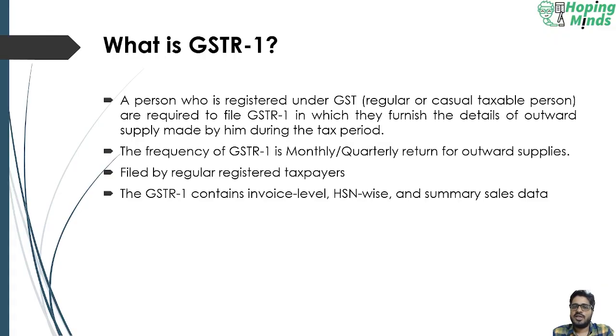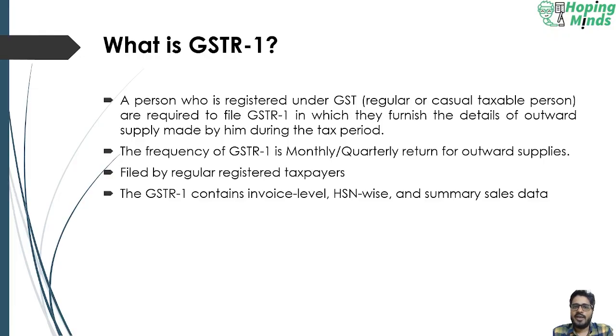The frequency of GSTR-1 filing depends on the option exercised by the taxpayer and the threshold limit as notified by the GST Act. So a taxpayer whose turnover has not exceeded rupees 5 crores can opt to file GSTR-1 return on a quarterly basis, but he can opt to file GSTR-1 return on a monthly basis voluntarily. Whereas in case his turnover has exceeded rupees 5 crores, it is mandatory for him to file the GSTR-1 return on a monthly basis.